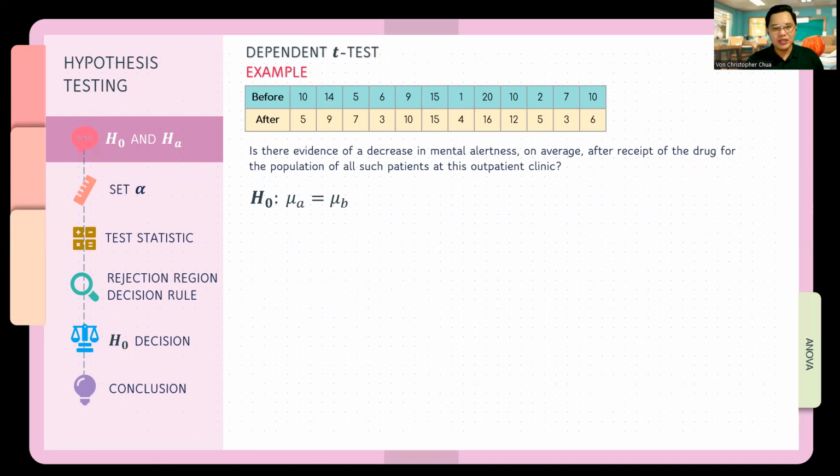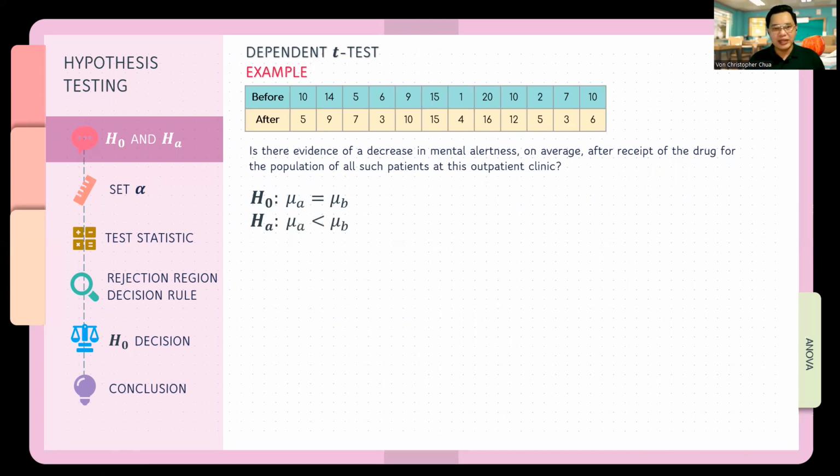The null hypothesis would state that there should be no significant difference between the mental alertness scores, the mean score in the mental alertness of the individuals after the drug was administered and before the drug was administered. So we will be representing the mean after as mu sub A and then the mean before as mu sub B. On the other hand, the alternative hypothesis would contradict that claim.